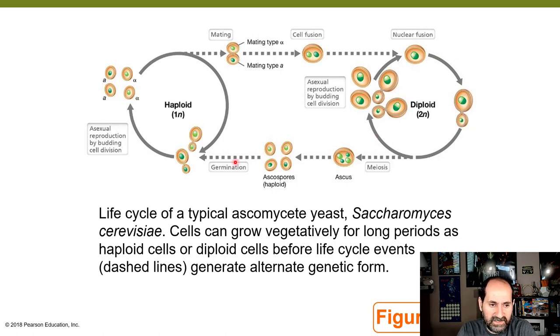Very interesting stuff. And again, why would you want to undergo mating and sexual reproduction? To increase genetic variability for yourself. Otherwise, you can just divide as a haploid 1N cell.